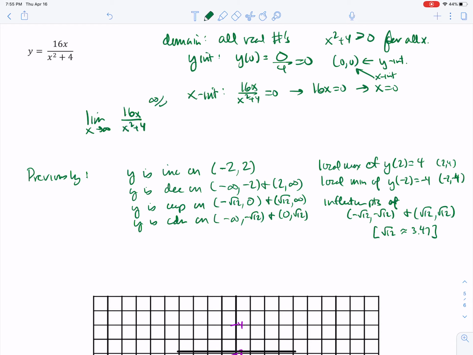This is an infinity over infinity form. So if I use L'Hopital's rule, I'm going to get 16 over 2x. I've got 16 over a big number, and so this is going to 0. So y equals 0 is a horizontal asymptote. And I get the same thing if I look at the limit as x goes to minus infinity of this function.